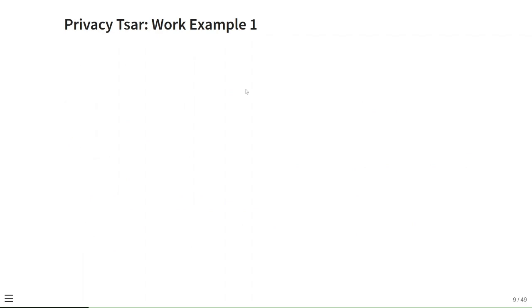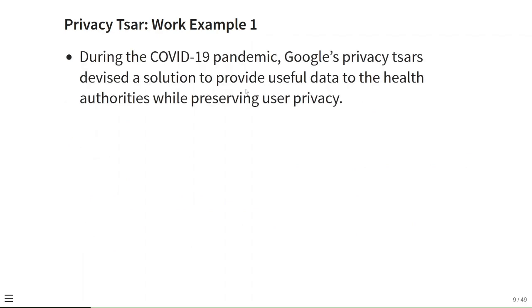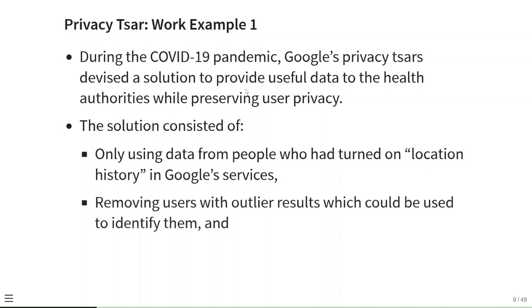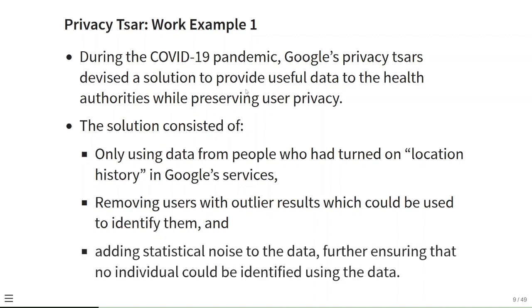One example of the privacy czar at work is during the COVID-19 pandemic, when Google's privacy czars devised a solution to provide useful data to the health authorities while preserving user privacy. The solution consisted of only using data from people who had turned on location history in Google's services, removing users with outlier results which could be used to identify them, and adding statistical noise to the data, further ensuring that no individual could be identified using the data.